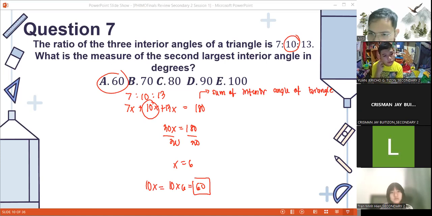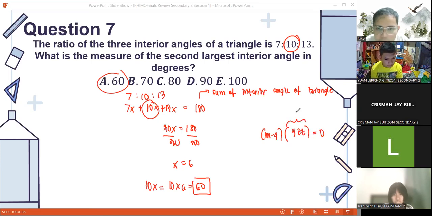Is m minus 4 supposed to be 5, or m is equal to 5? No, it's just an example, right? Because m minus 4 is not equal to 0. So meaning m minus 4 earlier could be 1, 2, 3, 4, 5, 6, 7, 8, 9, right? For example, this is m minus 4, then this is the value. Let's say this is y times something equal to 0. So let's equate this one to y, and then this one is any number.